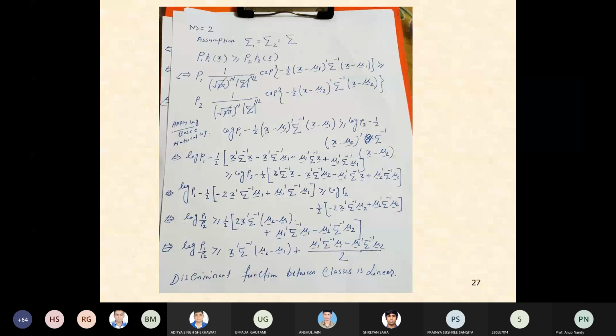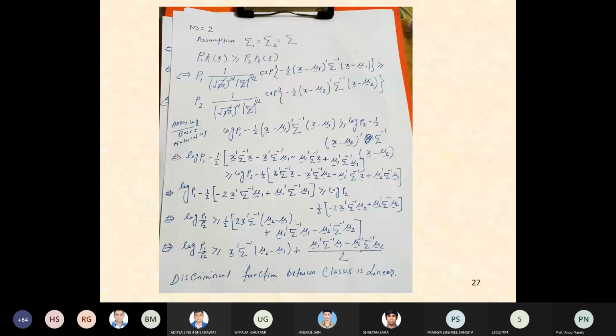It is quadratic in x. It is quadratic. I hope that you know the meaning of the term quadratic. So it is quadratic in x: x transpose sigma inverse x. It is quadratic in x.